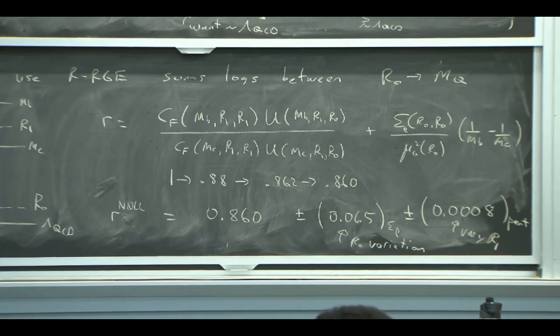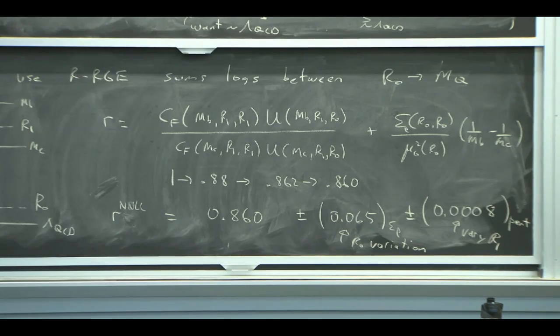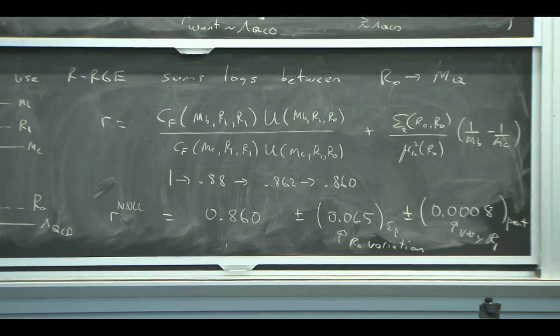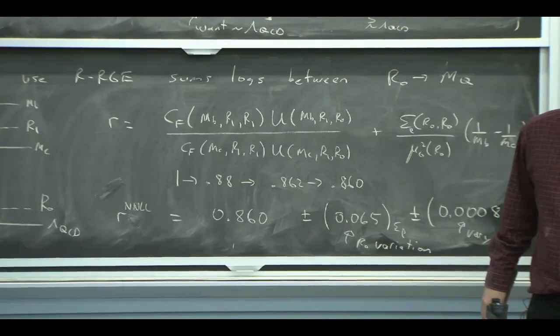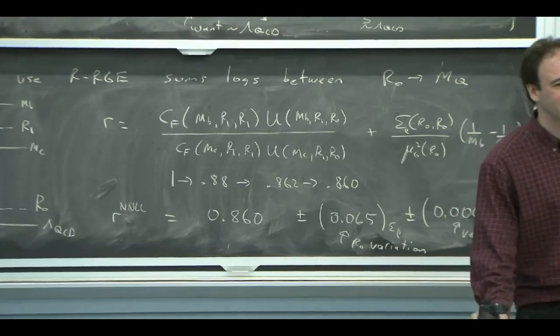Someone else did the 3-loop calculation. You made the prediction. Which is true in this case. Okay, so questions.